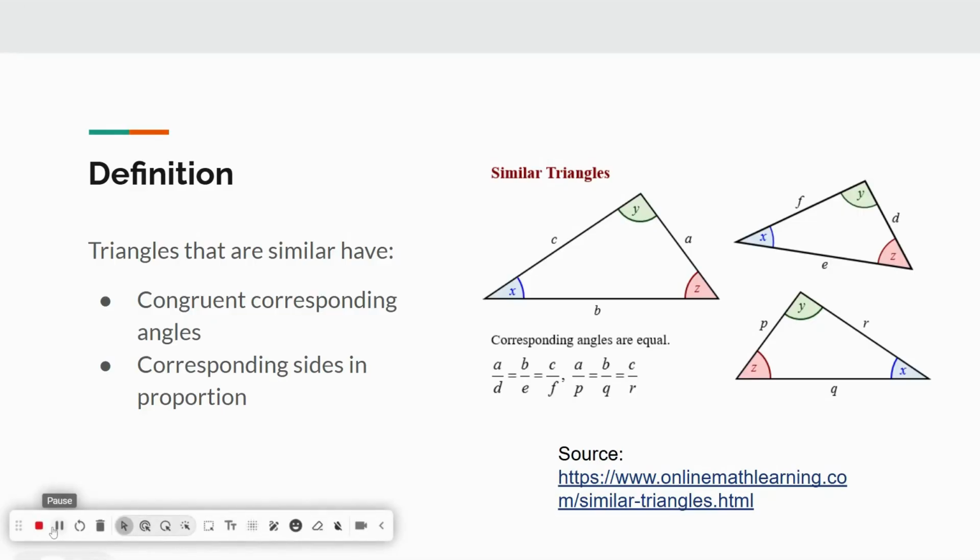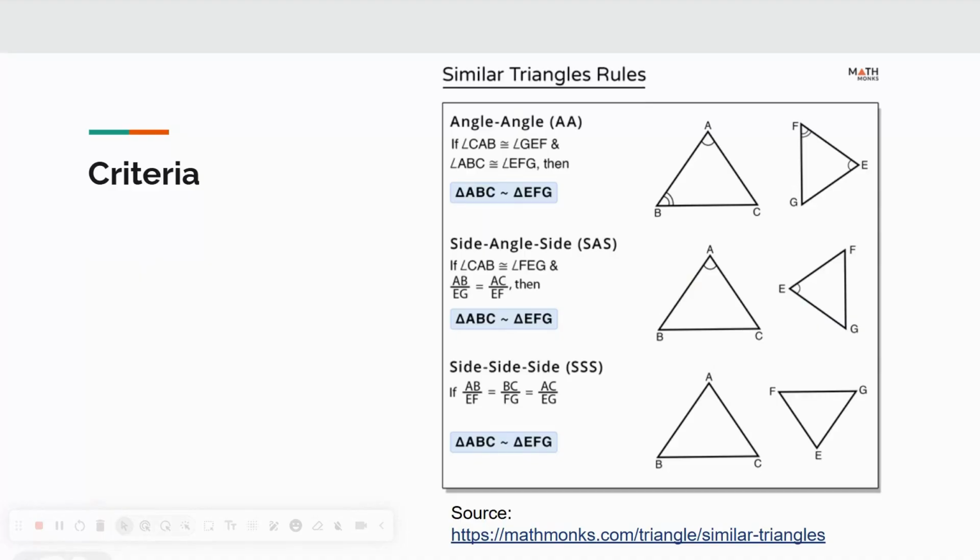So let's start with the definition of similar triangles. Two triangles are said to be similar if they have the same shape, which means that their corresponding angles are equal and their corresponding sides are in proportion. We have three criteria that are used to establish similarity.